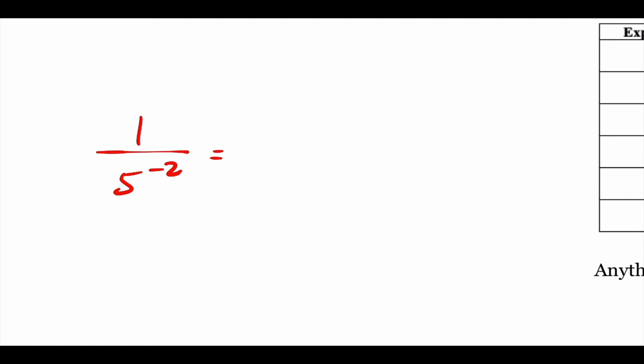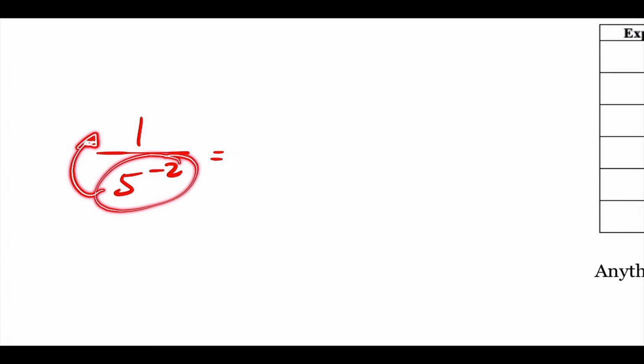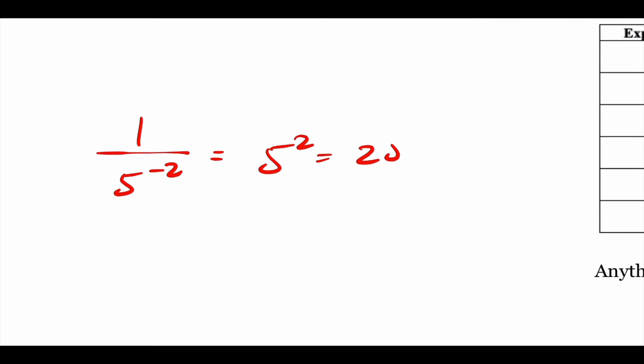It's already on the bottom. Where does it go? If it's already on the bottom, I can't go any further down. It's already in the denominator. So where does it end up going? It goes up. It has to go up, yeah. So this guy is actually this, which is actually 25.